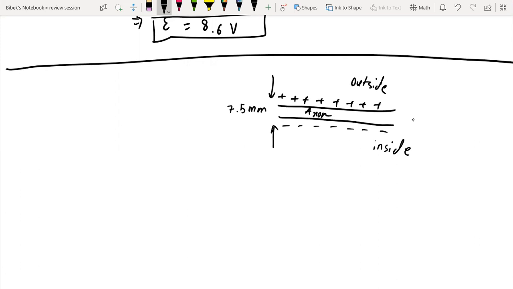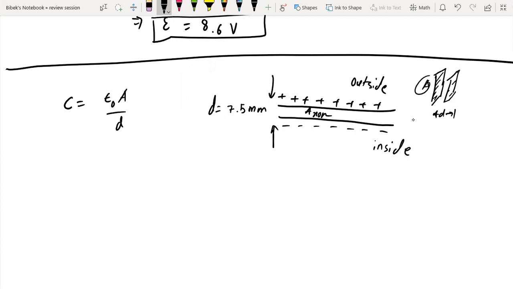So whenever you have charge separated at some distance, you have capacitance, and the most important formula to find capacitance is epsilon sub 0, A over D. A is the surface area, that's the area of this plate or cell membrane. Whenever you have a two parallel plate capacitor, you have two plates, right? And those have areas. That is A, okay? And D is the distance between the two capacitor plates. So D here will be this, 7.5 millimeter.